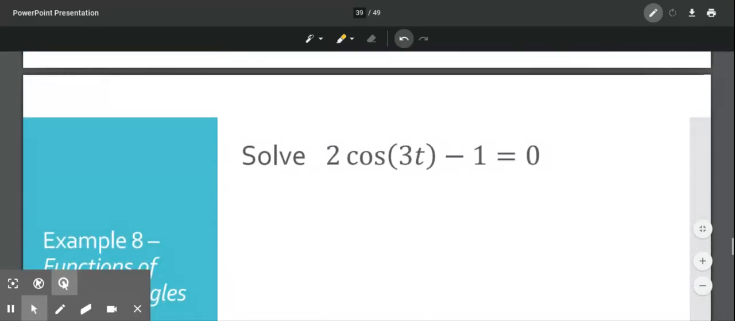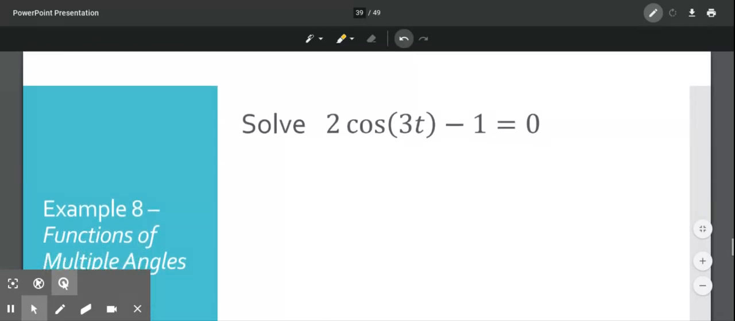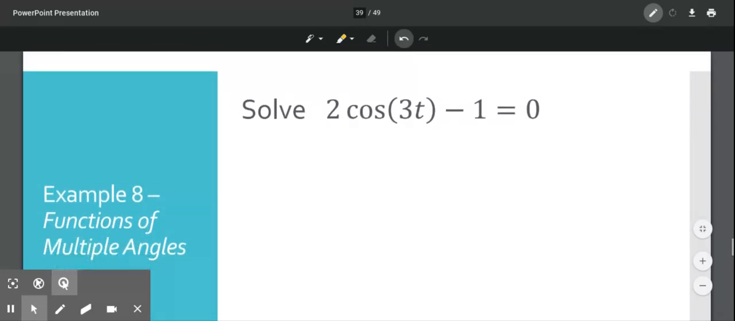So with this first example here, with the multiple angles, if we have 2 cosine 3t minus 1 equals 0, we're still going to start out the same way, where we try to isolate that trig function. So we'll say 2 cosine 3t equals 1. So cosine of 3t equals 1/2.